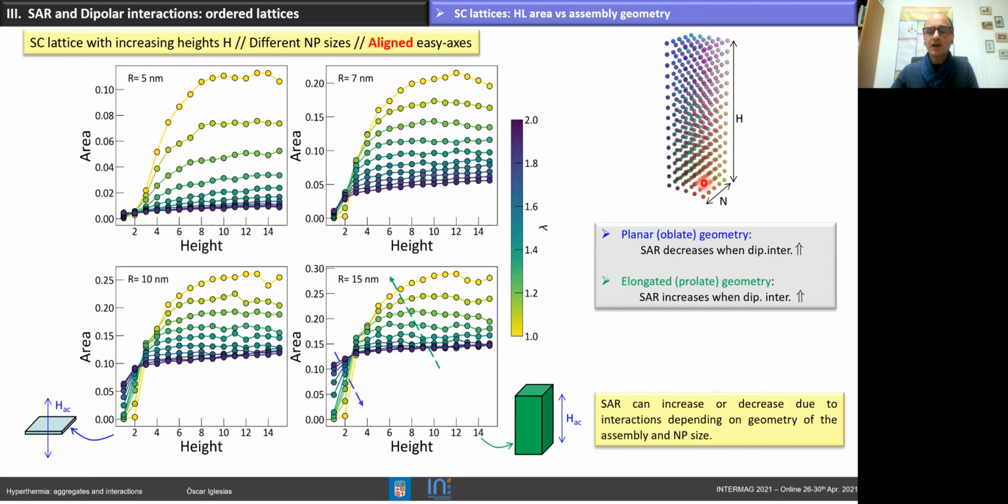Next, we proceed to the regular lattices of particles, in which we will vary the height of the geometry. And we have obtained the hysteresis loop area for different heights and different particle radii. But let's focus on this case. What we see here is that when we increase the interparticle interactions, decreasing the interparticle separation, depending on the geometry of the assembly, planar or more elongated like in this case, the SAR may increase in these more elongated geometries, but decrease if the geometry is closer to oblate.